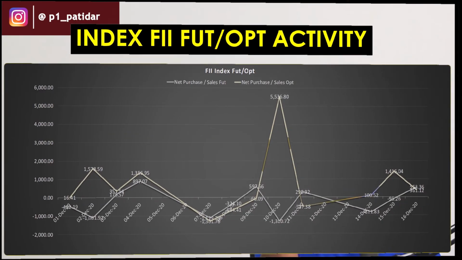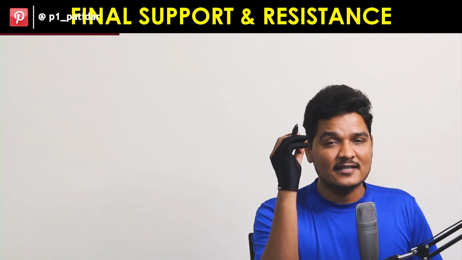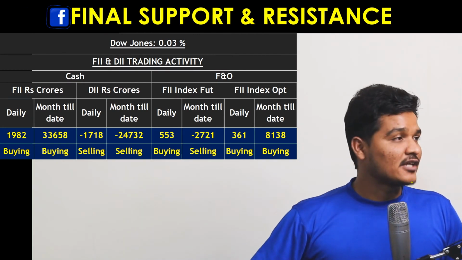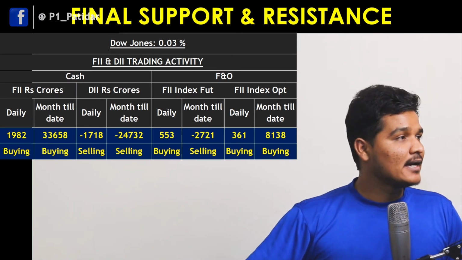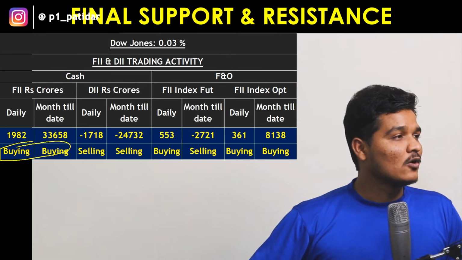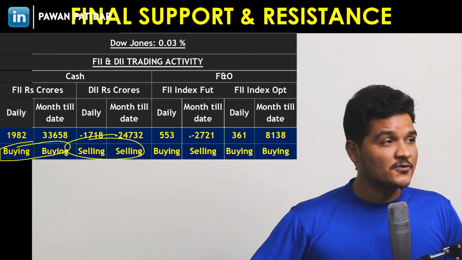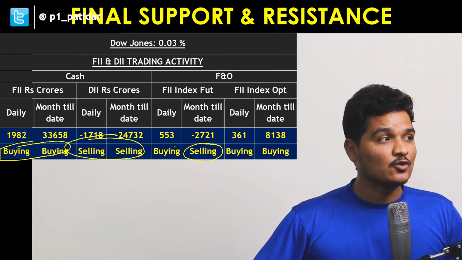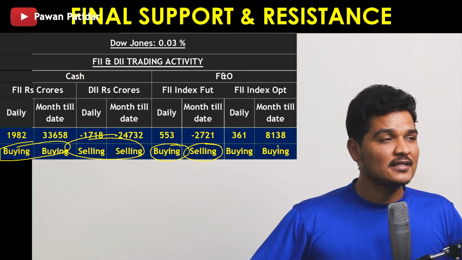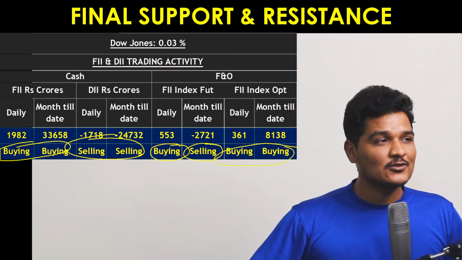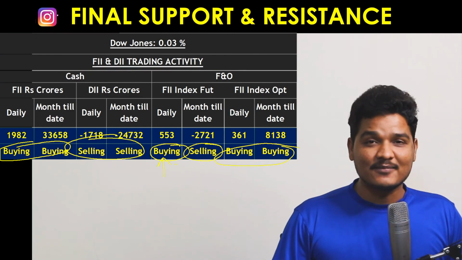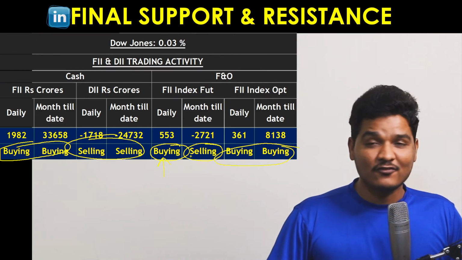Now let's go to the next and see our final support and resistance. First we'll be discussing where FIIs and DIIs are making positions in equity and futures and options. So if you see here, in the cash segment, FIIs are buying and DIIs are continuously selling. In futures, month till date, FIIs were selling. Only today they were buying. And in index options, month till date they were buying and today also they were buying. So today in futures they started buying again. Earlier they were selling in futures as well.